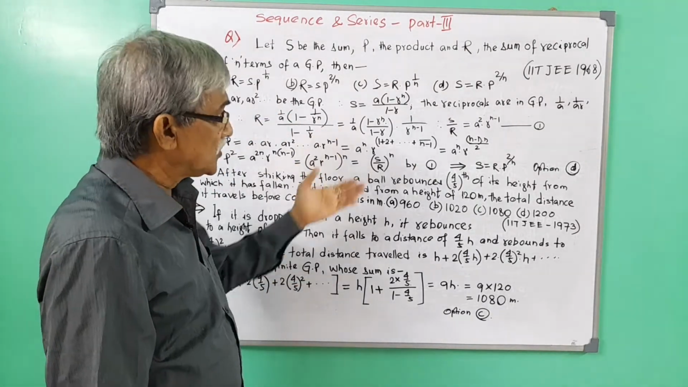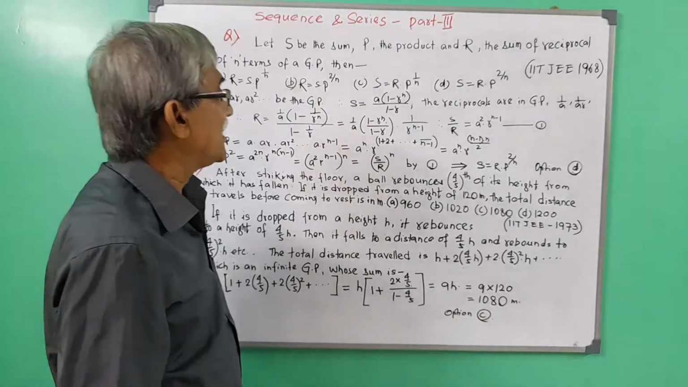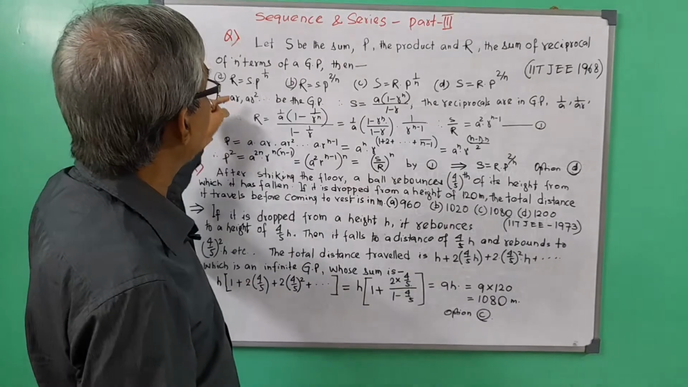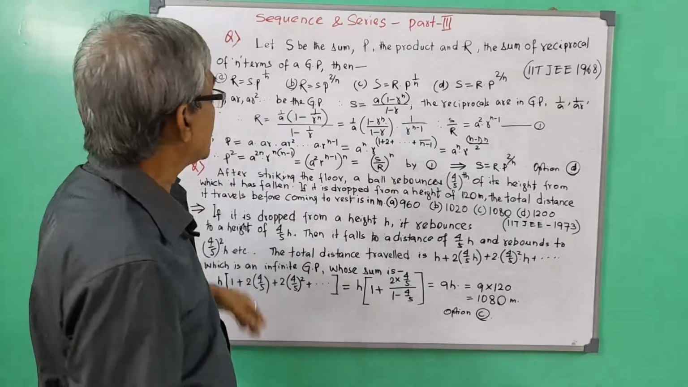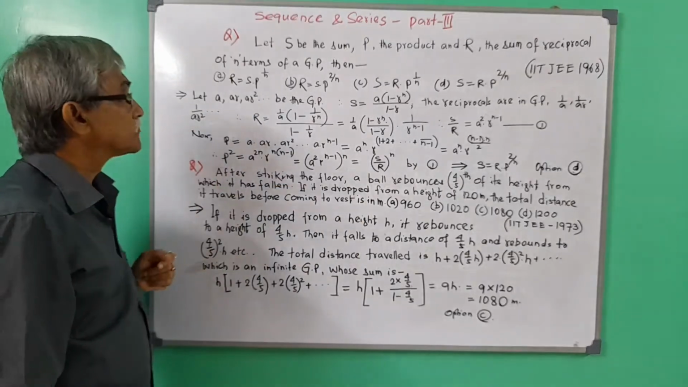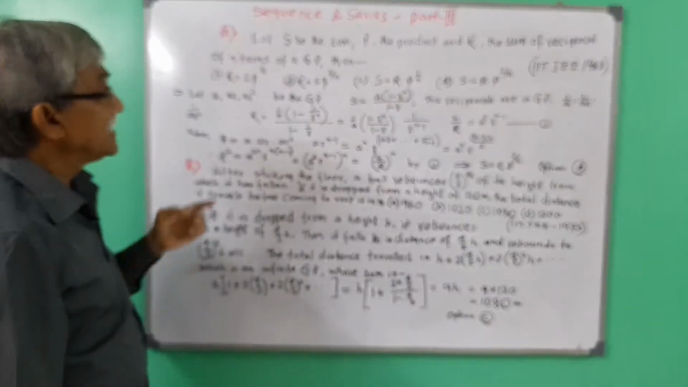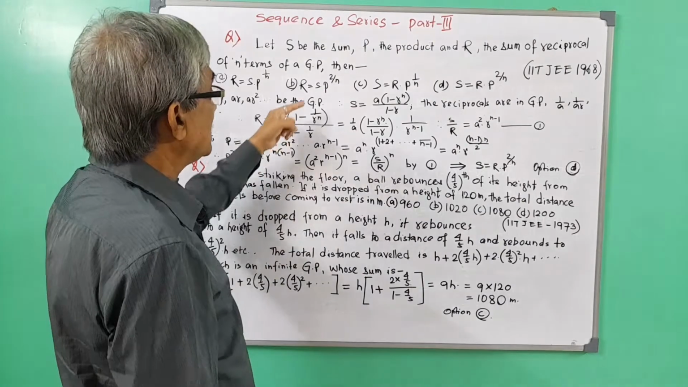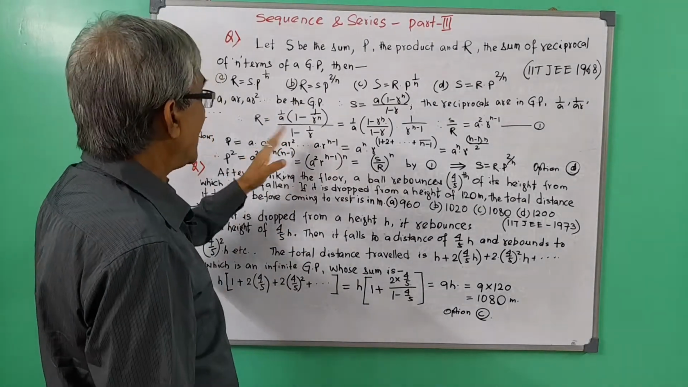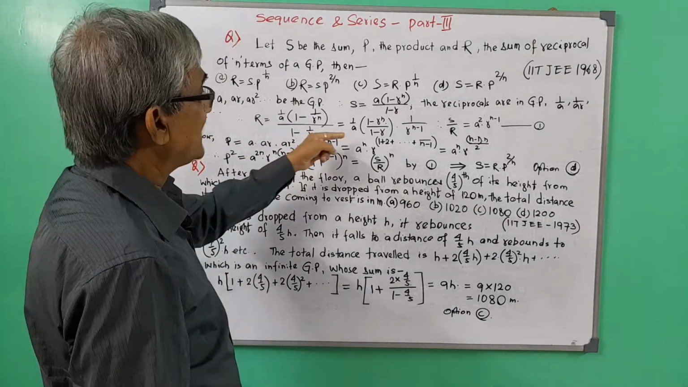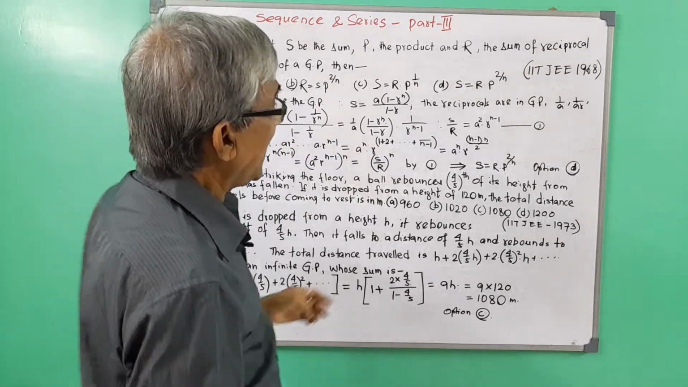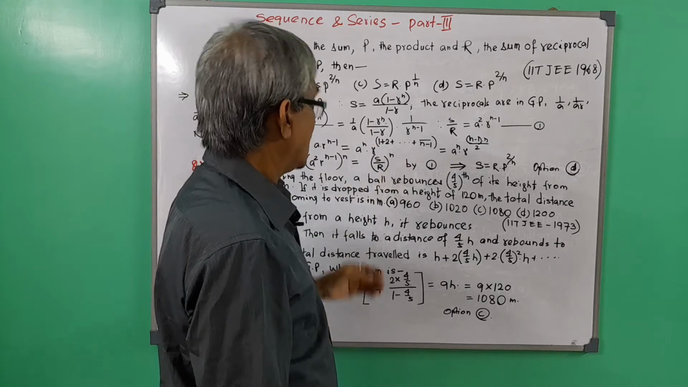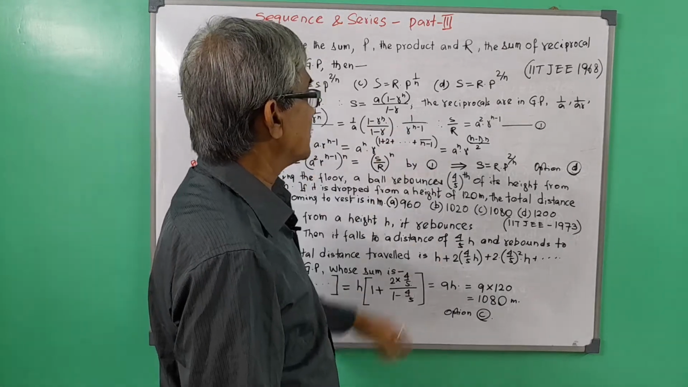Therefore, S is equal to, by the formula, A whole into 1 minus R to the power n upon 1 minus R. The reciprocals of the GP, naturally, will be 1 by A, 1 by AR, 1 by AR square and so on. So the sum R equals 1 by A whole into 1 minus 1 upon R to the power n by 1 minus 1 upon R. Therefore, this comes to 1 by A, 1 minus R to the power n whole upon 1 minus R into 1 by R to the power n minus 1.